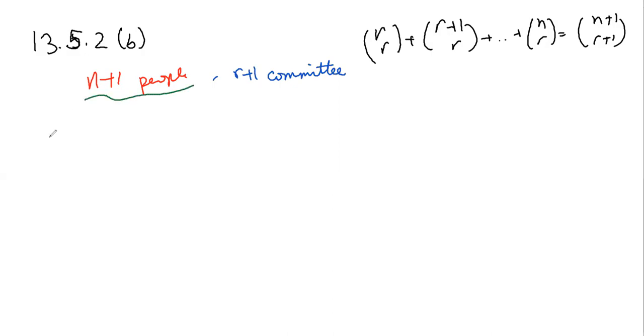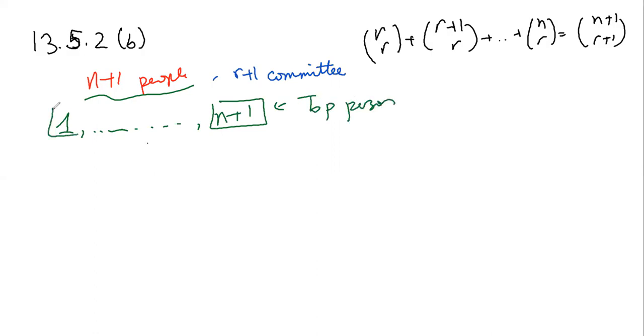Now, in the past we've treated these people as equal, but what if we gave everyone a rank? Specifically, let's say we rank them from 1 to N plus 1, where N plus 1 is the highest rank. This is the top person, this is the less top person. Basically, we're now assuming that each of these people is actually different, and they have a different rank in the club or whatever this is. So you want to form a committee. And now let's say within the committee there's a president, and the president of the committee will simply be the highest rank in the committee.